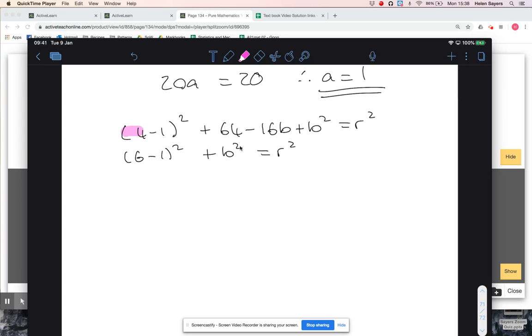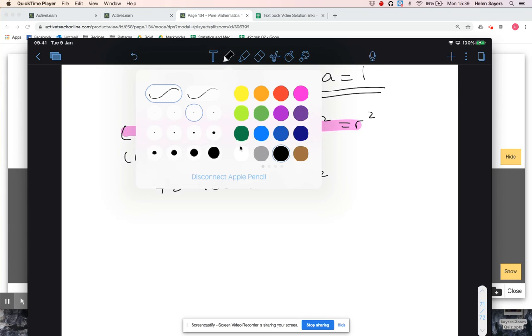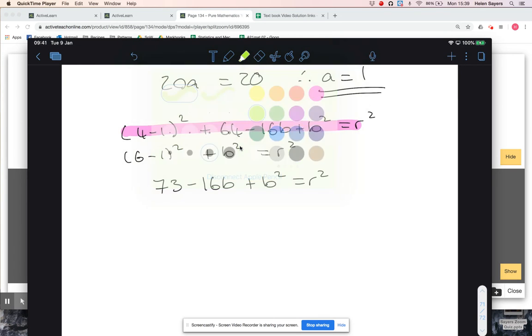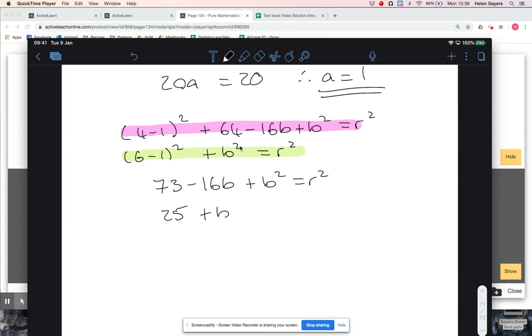Okay, so let's tidy those up. The top one will become, so what's that? That's going to be 3 squared, then plus 64. So that's going to be 9 plus 64, so 73 minus 16b plus b squared equals r squared. The one below it is just 5 squared plus b squared equals r squared.